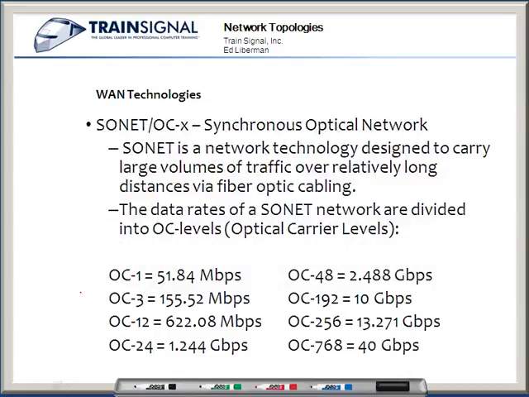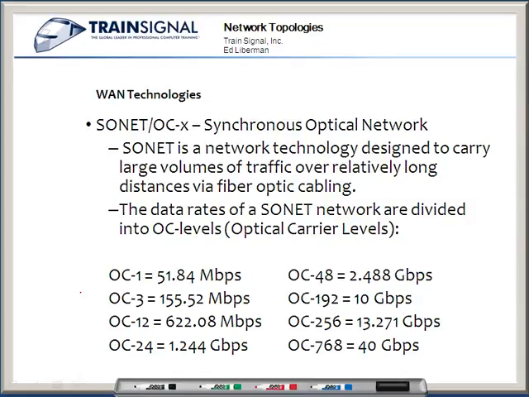Moving along, here is something that was mentioned in the last video, something called SONET, Synchronous Optical Network. And we'll also talk about OCX, or optical carrier levels. Now, again, I don't want to get too deep into this. It really will just confuse things, but SONET is a network technology designed to carry large volumes of traffic over relatively long distances via fiber optic cabling.